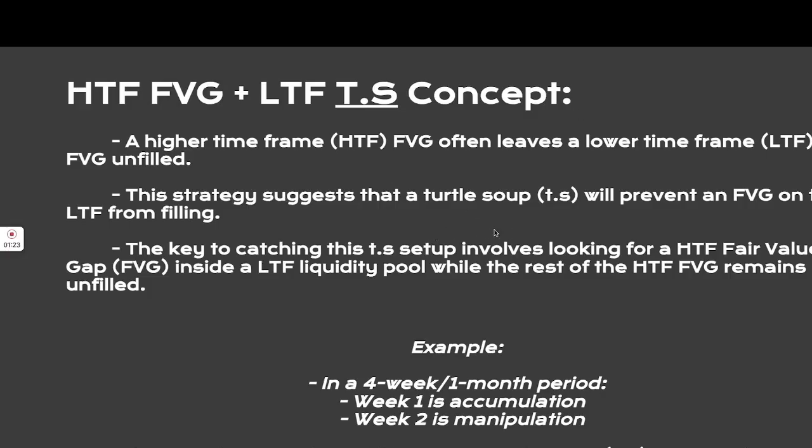The key to catching this turtle soup setup involves looking for a higher time frame fair value gap inside a lower time frame liquidity pool, while the rest of the higher time frame fair value gap remains unfilled. Example, in a 4-week, 1-month period, week 1 is accumulation and week 2 is manipulation. If manipulation enters a high time frame premium discount array, a PD array, and a low time frame liquidity pool aligning with range measurements, the discount when we are bullish, premium when we are bearish, it signals a smart money reversal.